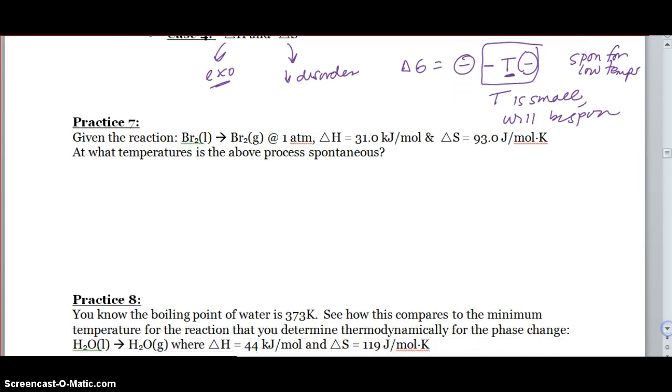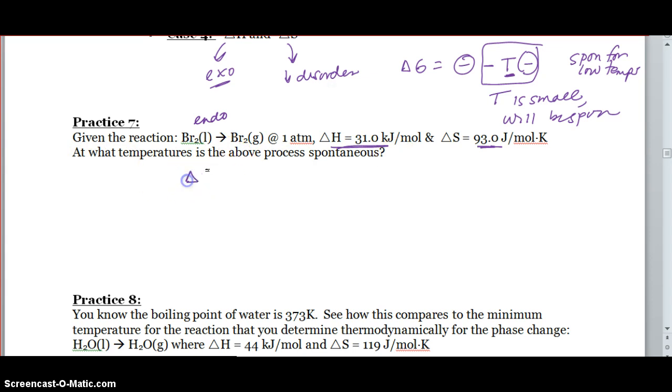Alright, so for practice 7, Br liquid going to Br gas, right? This is an endothermic process because we're having to overcome intermolecular forces in order to turn it into a gas, and so you'll see that our enthalpy value is positive. In terms of disorder, we also have a positive because you're going from a more ordered state to a less ordered state. So they want to know at what temperatures will it be spontaneous.